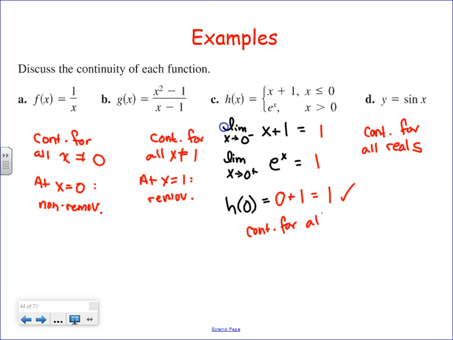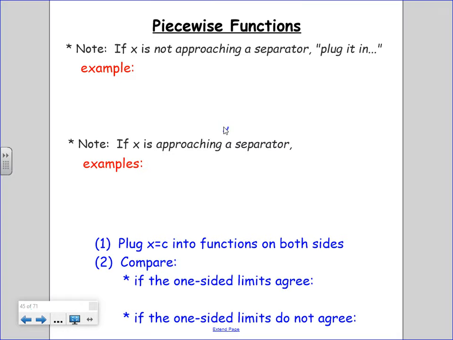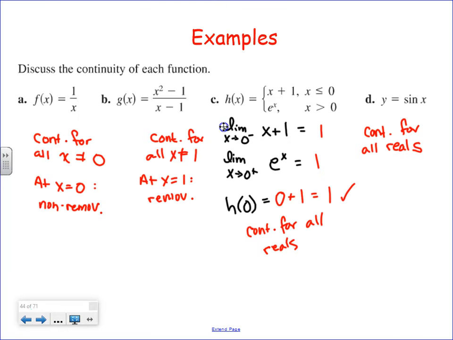Now, here's the question, though. You think all piecewises are always continuous? How many graphs have we seen that are broken? Why? Piecewises don't match. So we have to be careful, we have to be aware. And to that end, I should take a second to go a little more with piecewise. Why is this one continuous, when piecewise functions are often not?